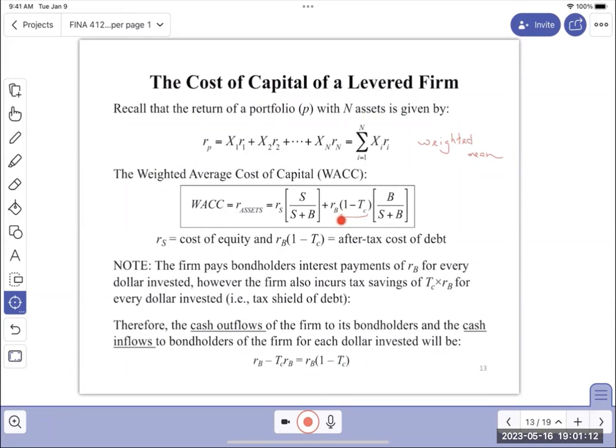So because of that, we account for it by noting that this is the after-tax cost of debt. Since the firm pays bondholders an interest payment of RB for every dollar invested, however, the firm also incurs tax savings of TC times RB, we have to take each dollar minus TC RB because they don't have to pay this. This is a tax savings, and we get this term. So that's where that term comes from. Okay, so the cash outflows of the firm to its bondholders for each dollar invested will be this. So that's what I have to say about return.